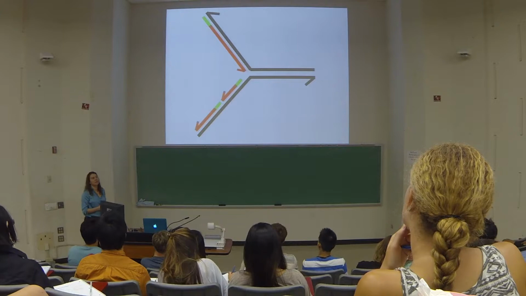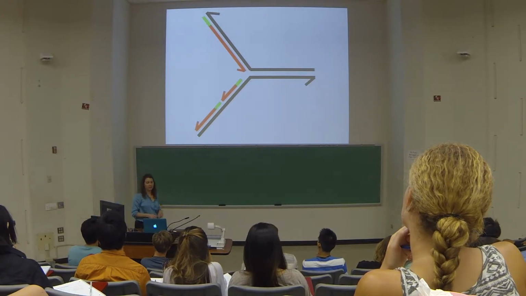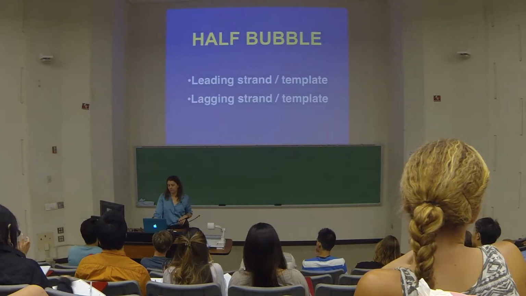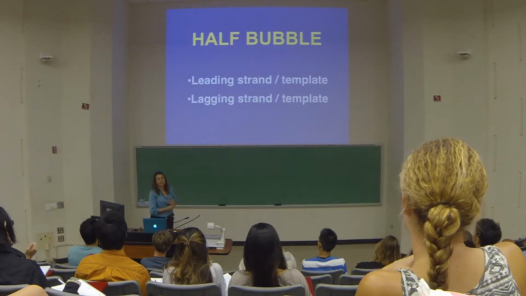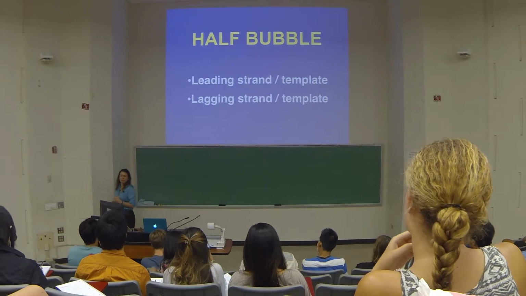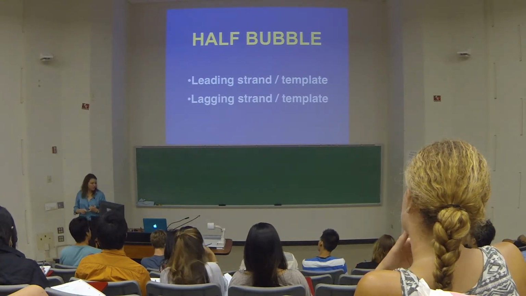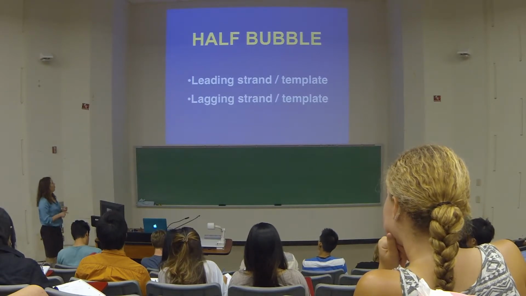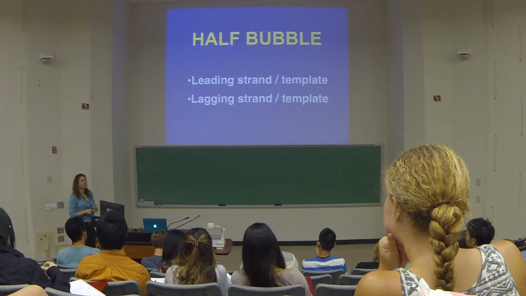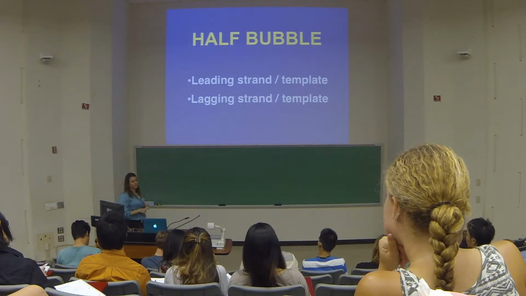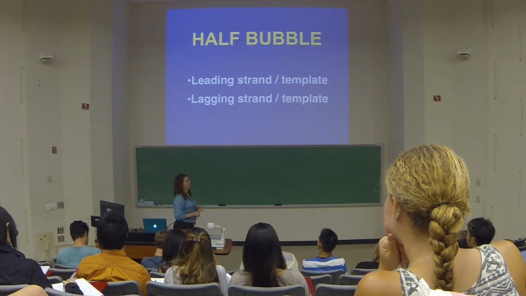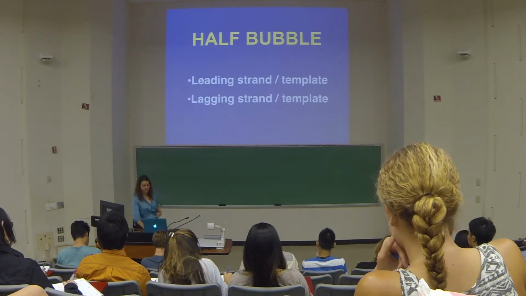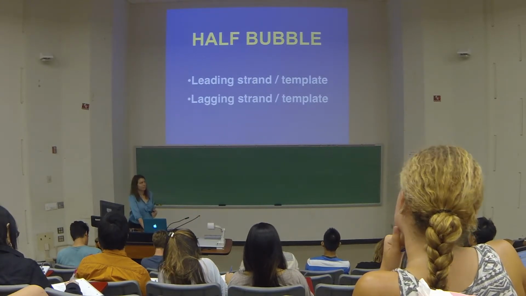All right, so this, we can call this the half bubble. We're looking at half of a replication bubble. You should be able to identify, given any sort of representation that I give you, what is the leading strand and the leading strand template? What is the lagging strand and the lagging strand template? So let's look at a few examples just so you get an idea of what I mean.